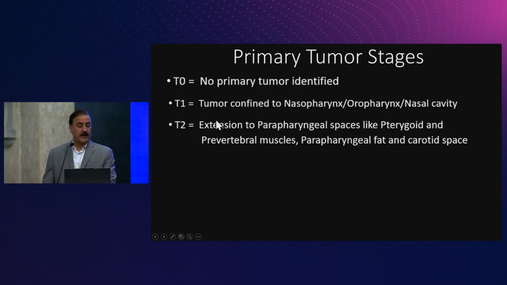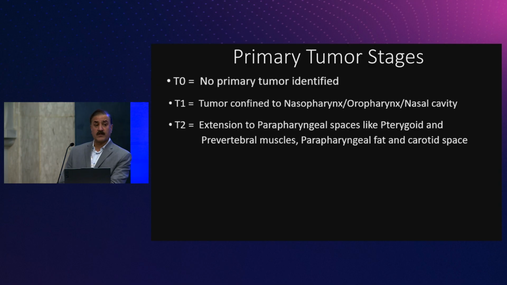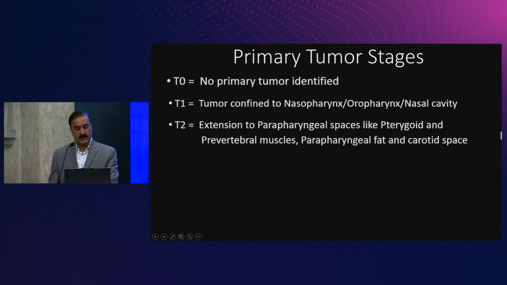T2 is very important now because for most cancers that you would see in the head and neck region, if you have involvement of the prevertebral muscles or of the carotid space, you will go to a 4B, inoperable, right? Nasopharyngeal carcinomas, no one really does surgery for this. So hence, involvement of the prevertebral muscles as well as the carotid space keeps the tumor at T2.